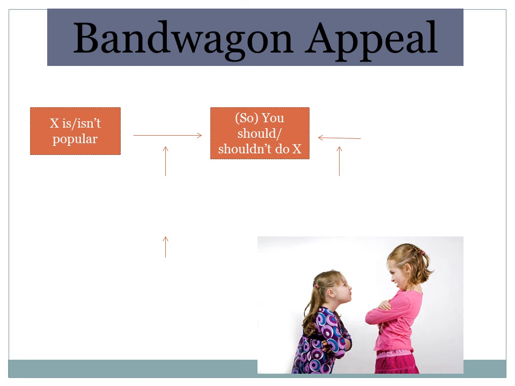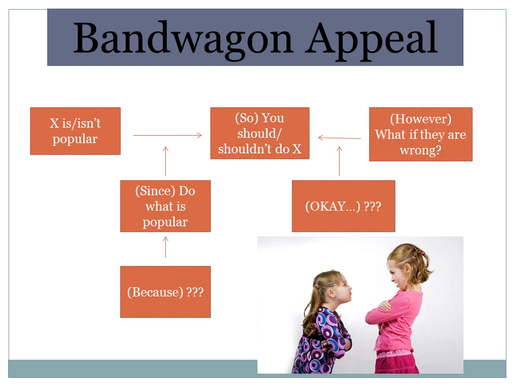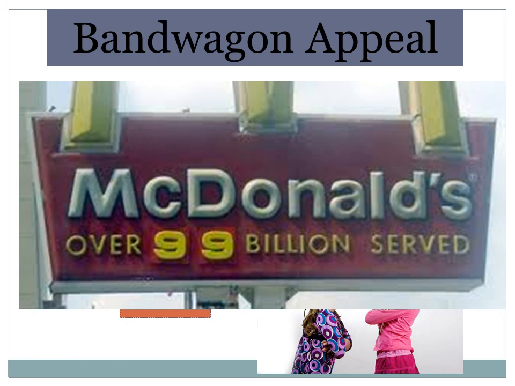Now, you've been taught this for a long time. The warrant of this argument, the reason that the evidence that lots of people are doing something leads to the claim that you should do it, is that you should do what's popular. You have a really hard time backing that up, and you should rebut that by saying, well, what if all those people are wrong? And of course, I need to acknowledge that just because something is or isn't popular doesn't mean it's the right or wrong thing to do.